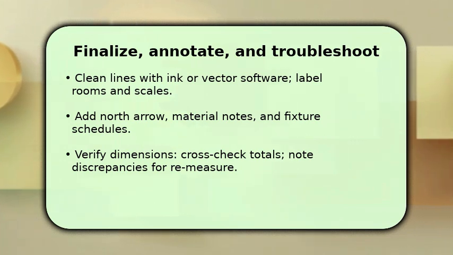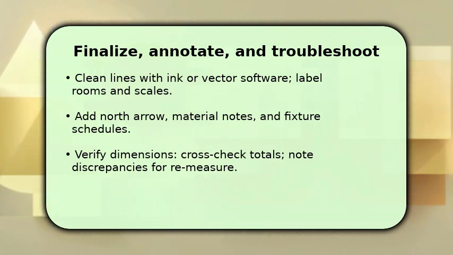Before calling it done, cross-check cumulative wall lengths against original measurements. If totals mismatch, remeasure the problematic wall segment. That single discrepancy often fixes most layout errors.